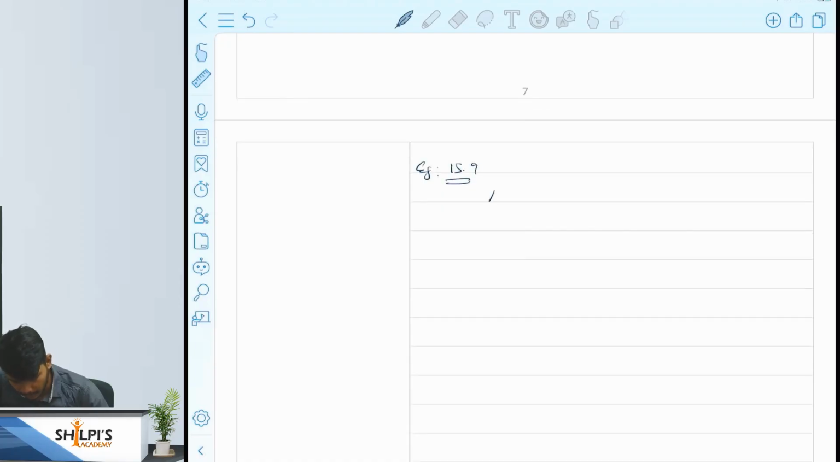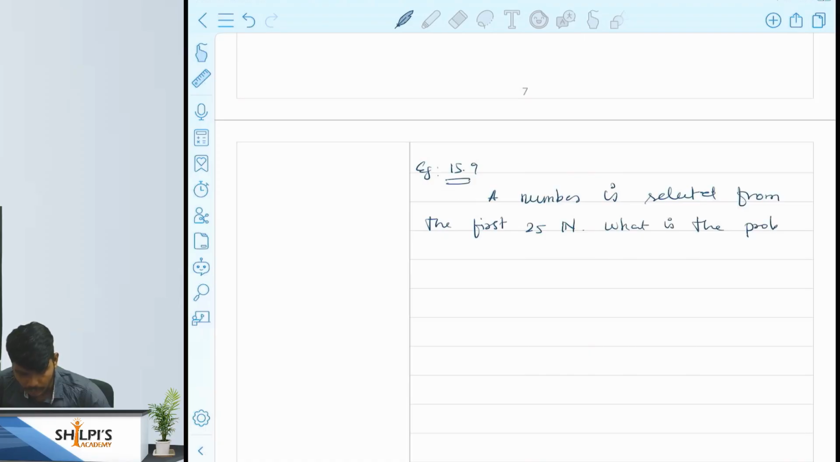Let me write the question first. A number is selected from the first 25 natural numbers. What is the probability that it would be divisible by 4 or 7? This is what our question is.